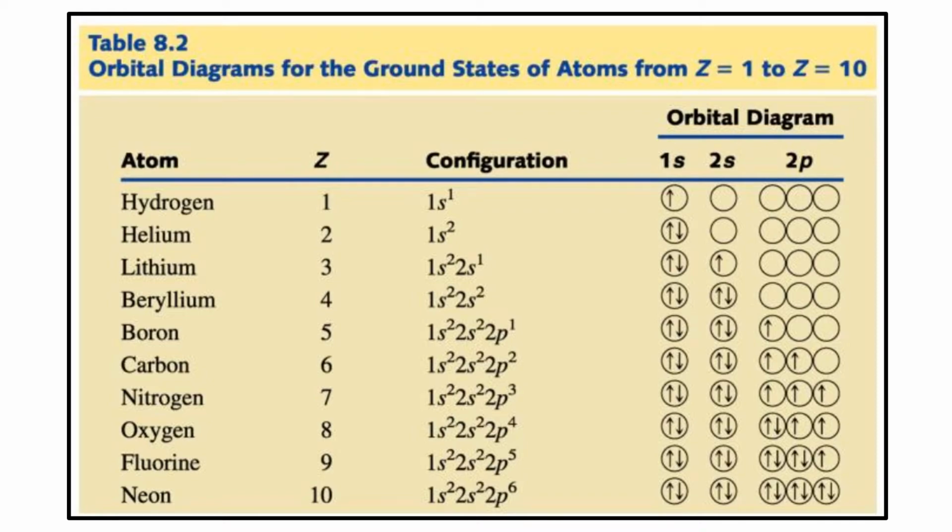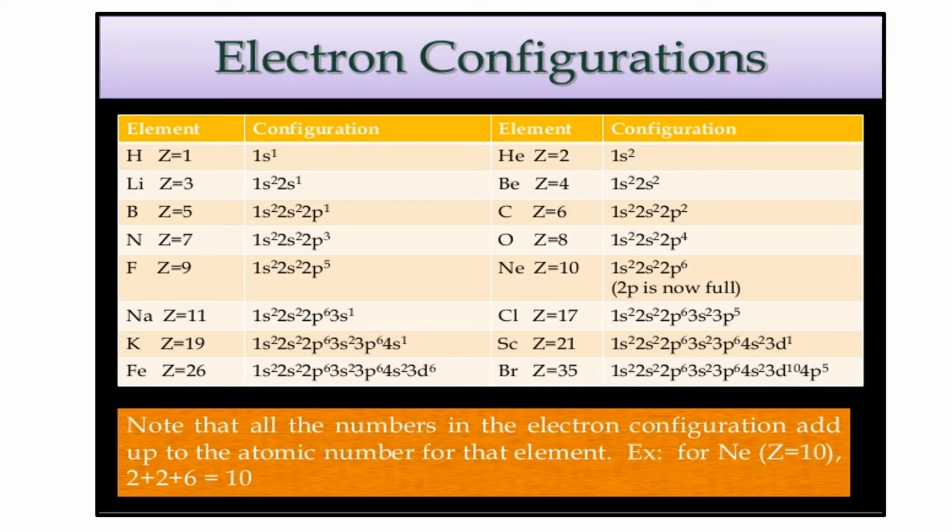Now let's see the next one. So here, how the electronic configurations of the elements have to be written, you have learned. In the previous slide we have seen the atomic numbers of the elements 1 to 10 and their electronic configuration. Now if you see the electronic configuration of the element with atomic number 11, that is sodium, it is 1s2, 2s2, 2p6, 3s1.